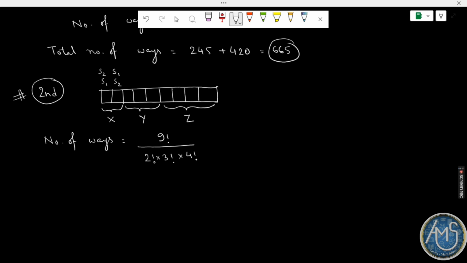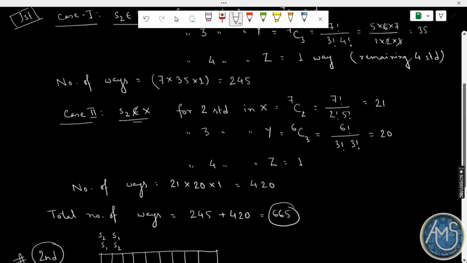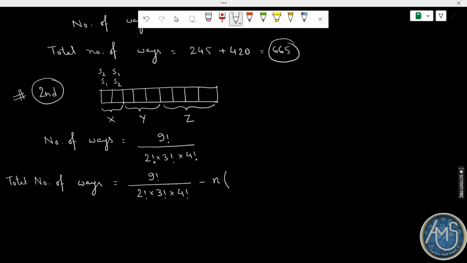Now we have to remove the cases where the conditions don't hold, that S1 doesn't belong to X and S2 doesn't belong to Y. So the total number of ways for this question is 9 factorial by 2 factorial into 3 factorial into 4 factorial, minus the case where S1 belongs to X and minus the case where S2 belongs to Y. In both cases, we have removed the cases where S1 belongs to X and S2 belongs to Y.